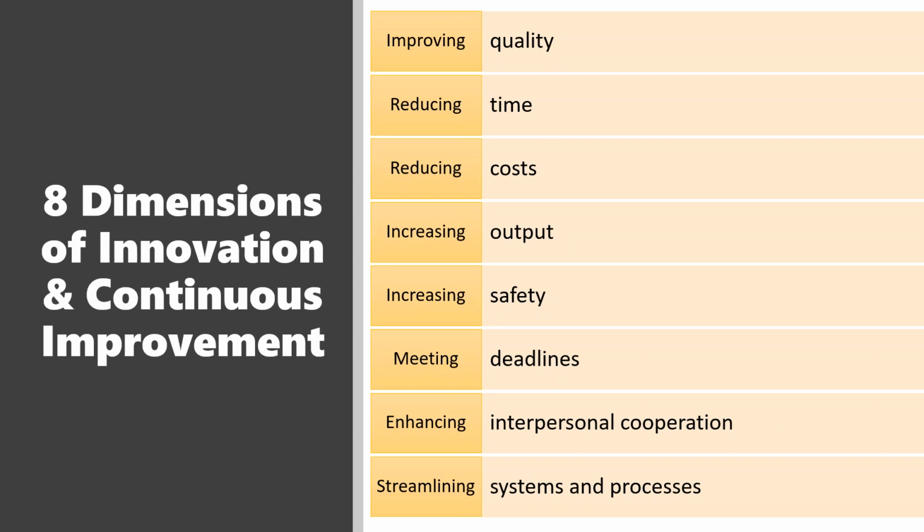So what can you also do to streamline your systems and processes? Could you get rid of a process? Could you change a process? Could you simplify a process? What can be done within your team?